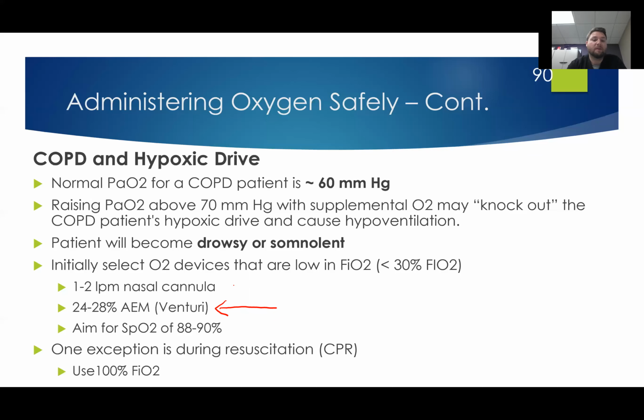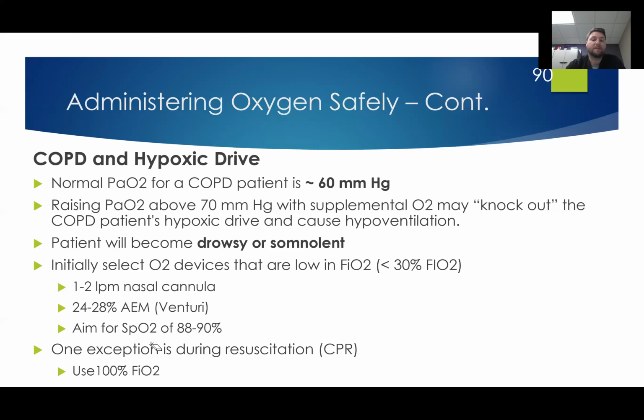Also keep in mind that when we're thinking about oxygen devices for COPD patients, if they're going home on oxygen, we're going to go with the nasal cannula because it's easy to use at home. It doesn't use a lot of liter flow. We're not going to go with the Venturi for home use. We'll use the Venturi when they come into the hospital. Really what we're trying to do is use a FiO2 less than 30, keep their PaO2 around 60, and aim for an SpO2, which is your pulse oximetry reading, of 88 to 90. That's our goal there.